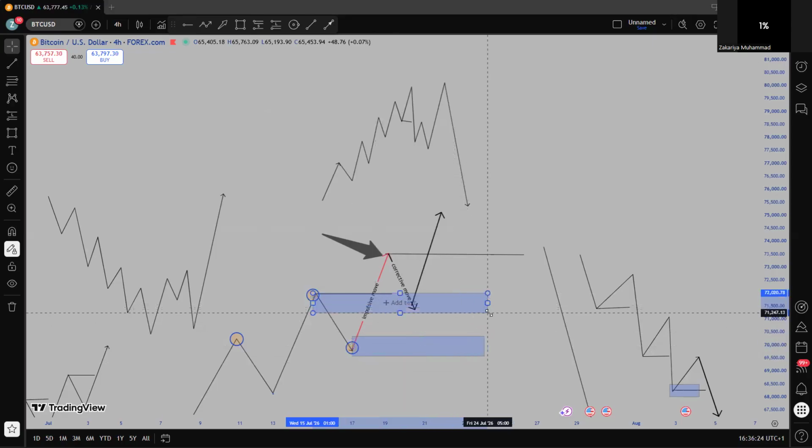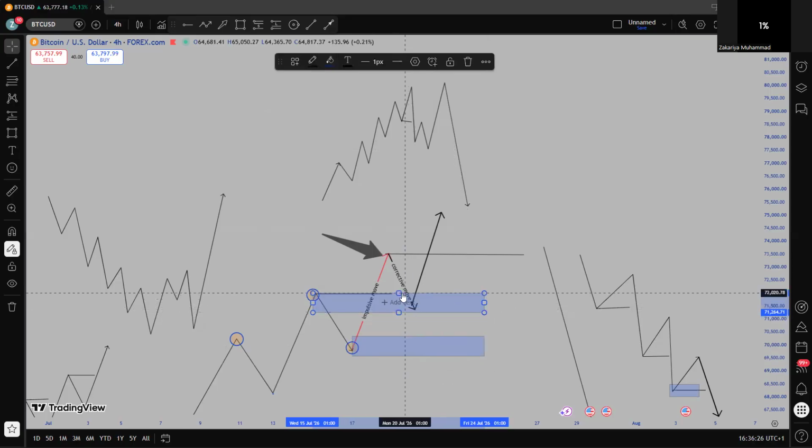So when market taps into this breaker block, we look for, okay, unmute yourself, ask the question.